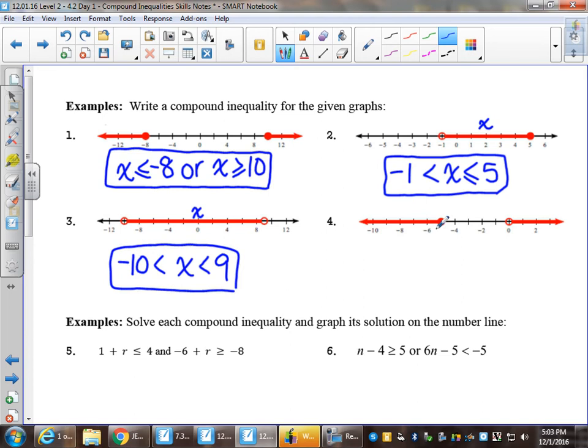Number 4, I clearly see two pieces. Here's one piece, here's another piece. So right away, that tells me that this is an or inequality. So x is less than or equal to, because it's going to the left, and it's an or equal to solid dot. This is counting by ones. This is -4, -5, -6. So x is less than or equal to -5, or x is greater than 0.